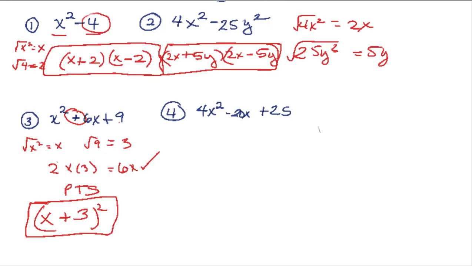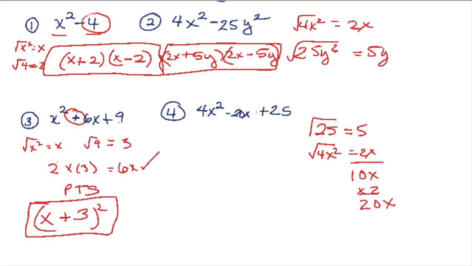We square root 25, the c term, and we get 5. We square root the 4x squared, and we get 2x. Multiply all that times 2 as well, and we get 20x. And that is the middle term. The only difference is the sign, which doesn't really matter. So what you can do is you can write your answer already by the two square roots that you got, and then you write this sign in the middle and squared.